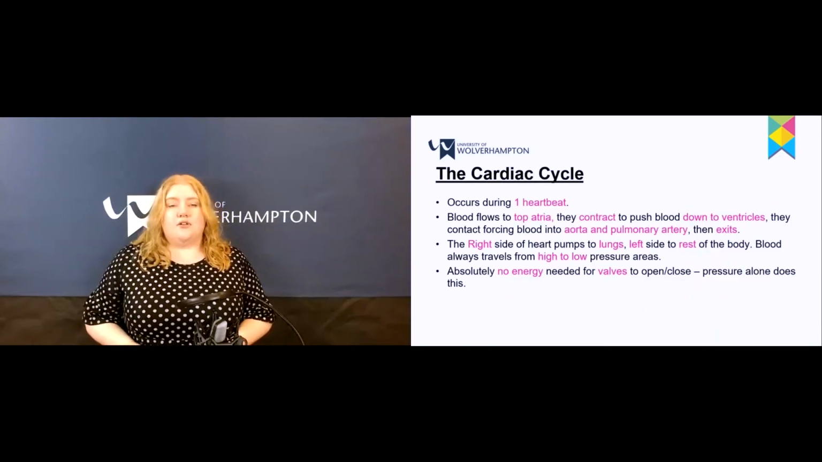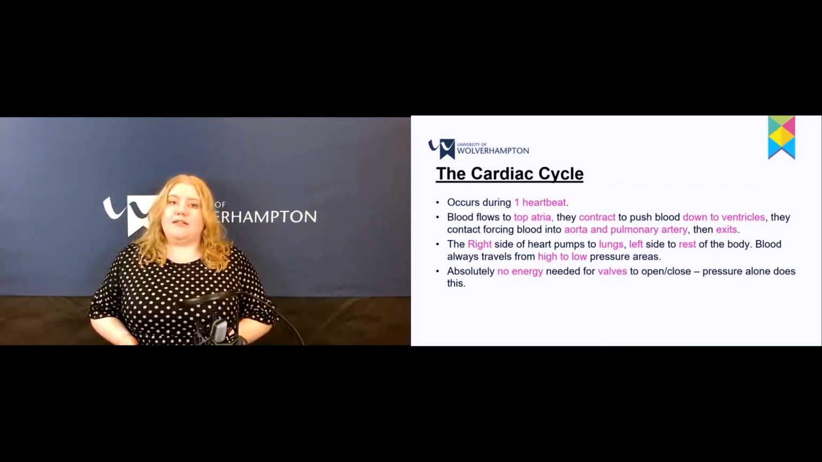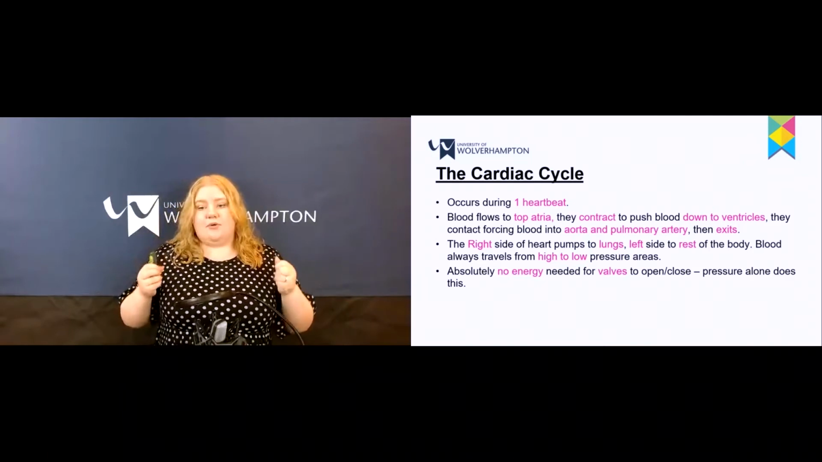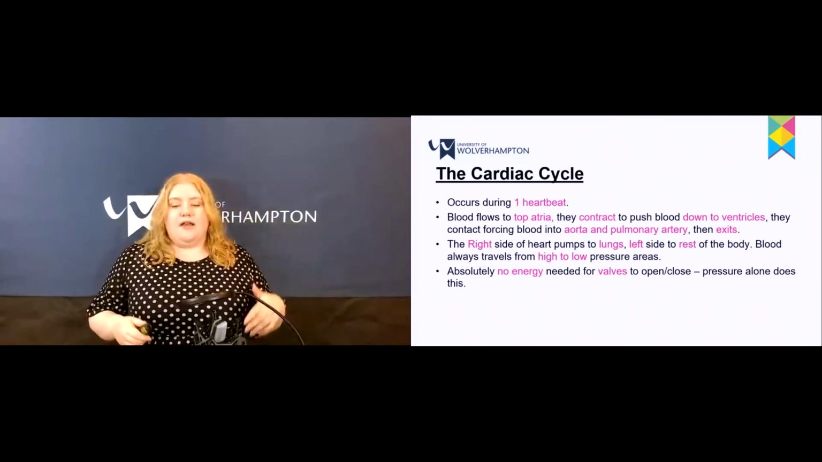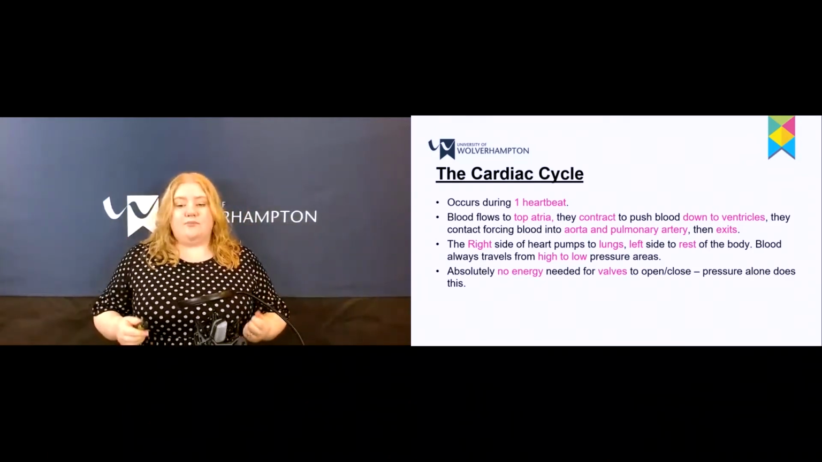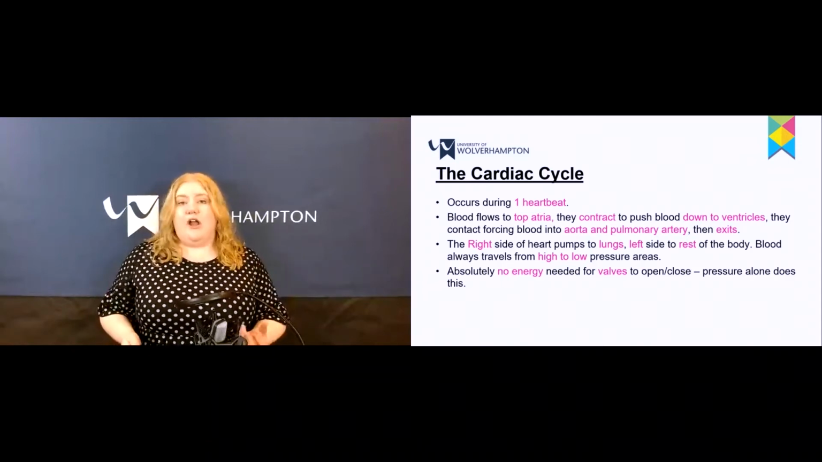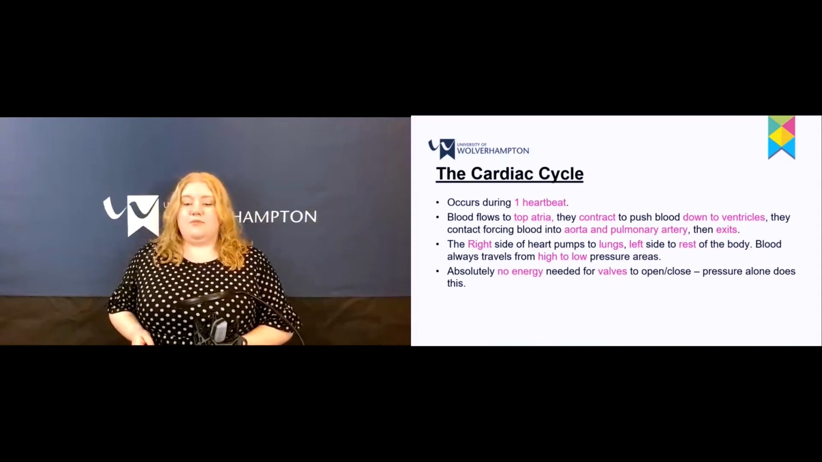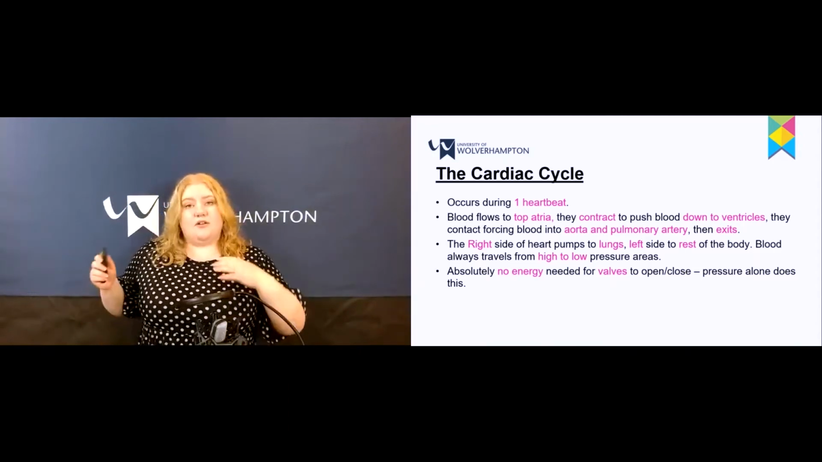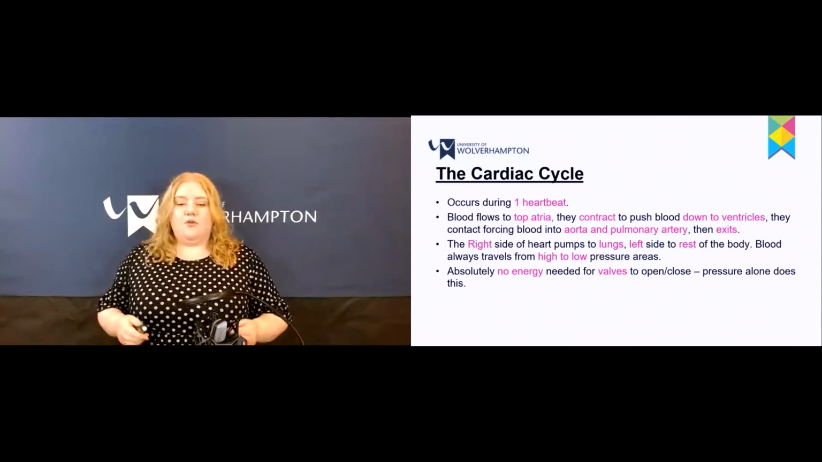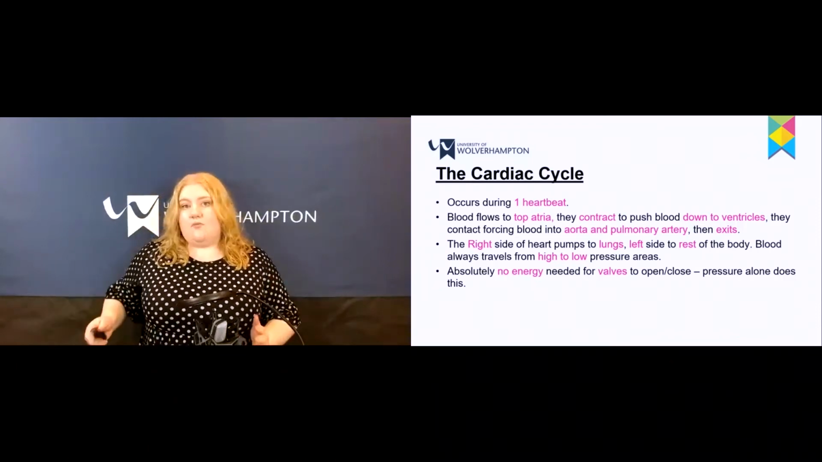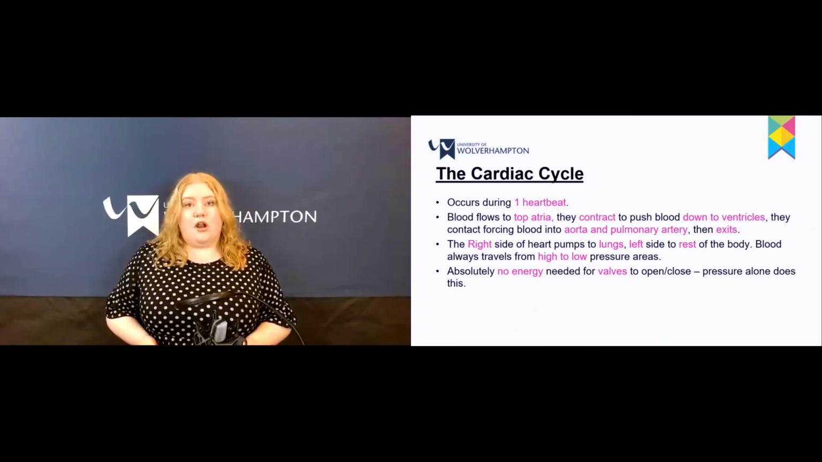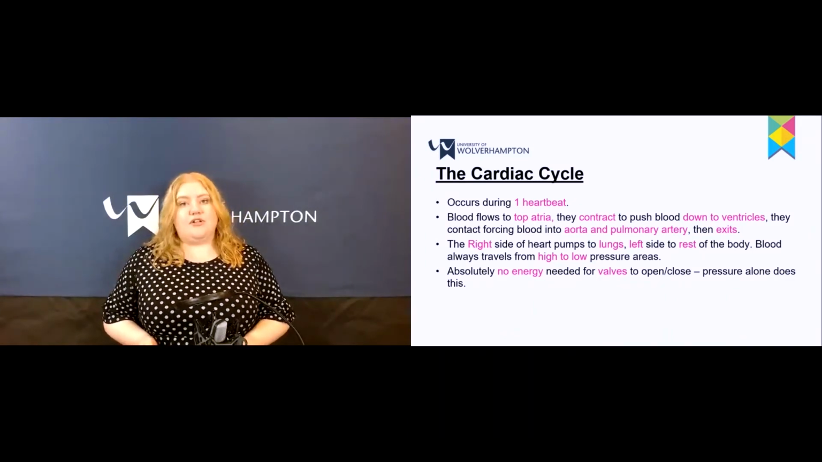The cardiac cycle, which occurs in the space of 1 heartbeat, is where blood flows to the top atria. These contract to push blood down into the ventricles. Then these ventricles contract, that forces blood into the aorta and your pulmonary artery, which then exits the heart. The right side of the heart pumps blood to the lungs, and the left side pumps it to the rest of the body. Blood always travels from high to low pressure. Absolutely no energy is needed for the valves to open and close within your vessels. Pressure alone does this.